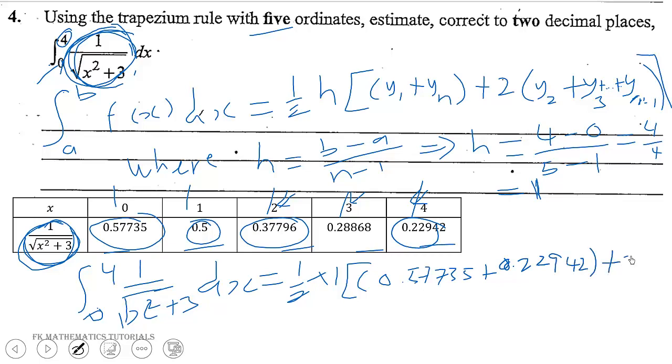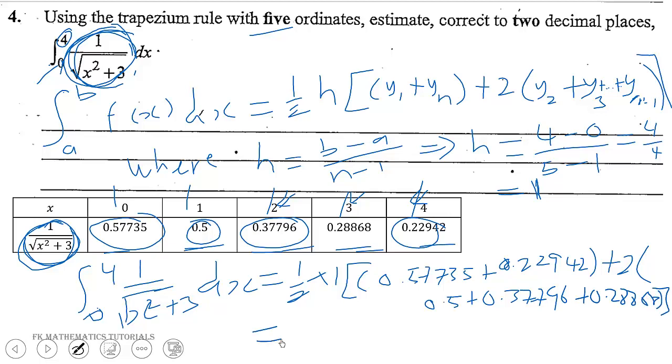Then plus 2 times the remaining y values. So 2 times this plus this plus this. So 2 times 0.5 plus 0.37796 plus 0.28868.